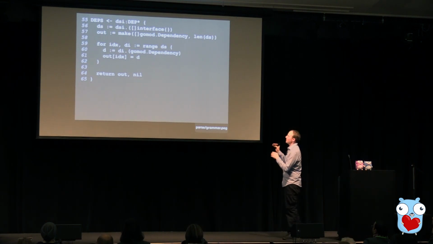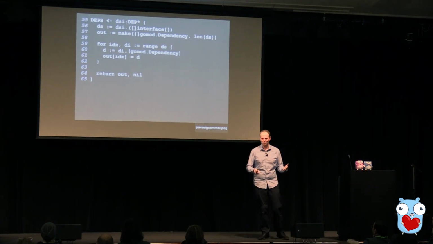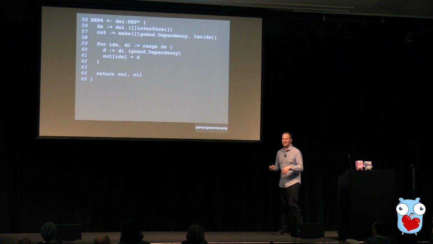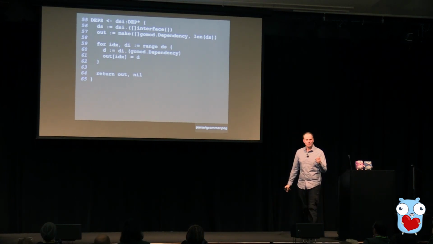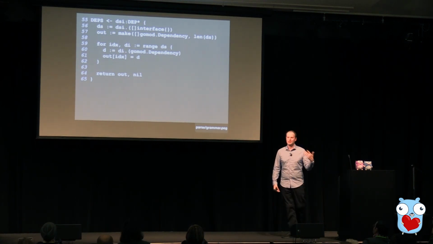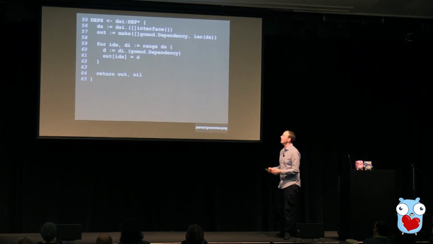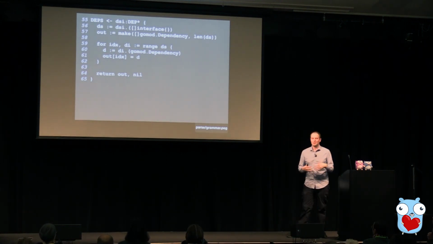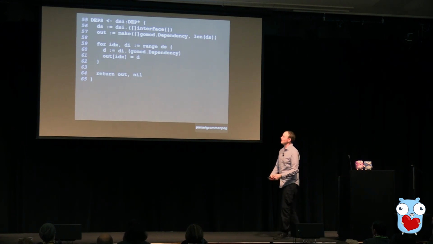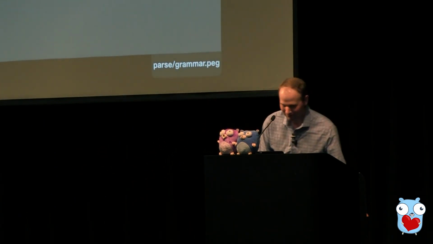And this is probably my least favorite part of working with Pigeon, that these variables are returned to you as empty interfaces. If you have a rule that could be 0 or more like this, you're going to have to convert that first into a slice of empty interfaces, and then you have to convert each of those empty interfaces within the slice into the thing that you actually want.